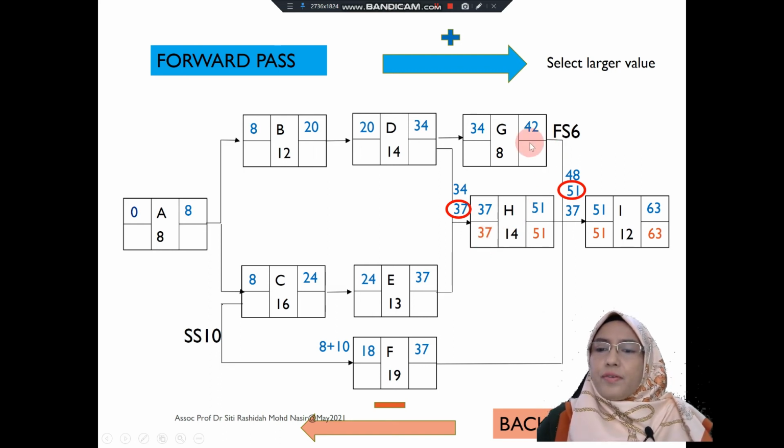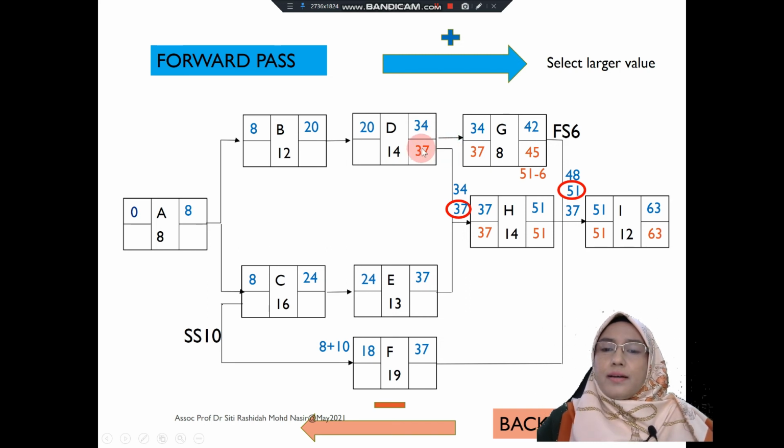And in order for you to determine this value, you need to consider the finish to start relationship also. So for 51, instead of plus, you need to minus them. 51 minus 6 will be 45. 45 minus 8 is 37. And in order to get this, please bear in mind that there are two arrows coming into this box.